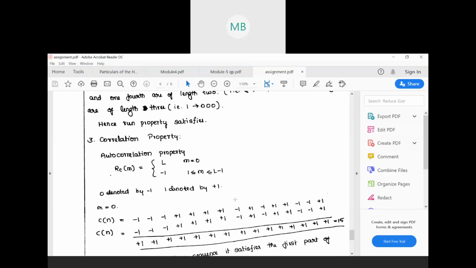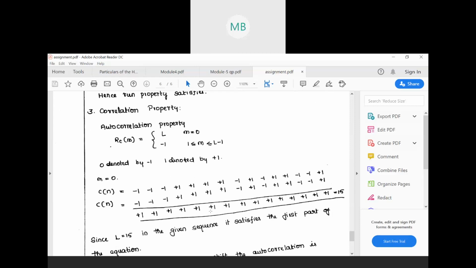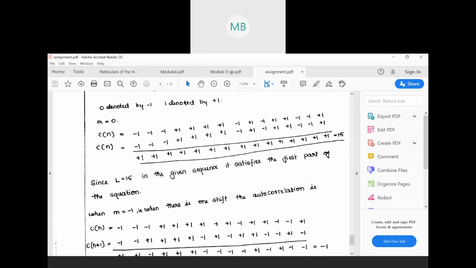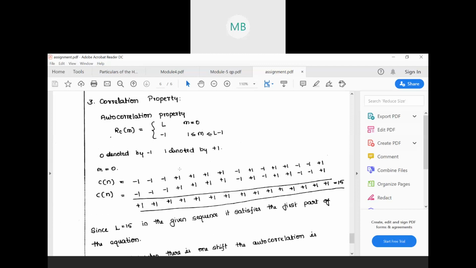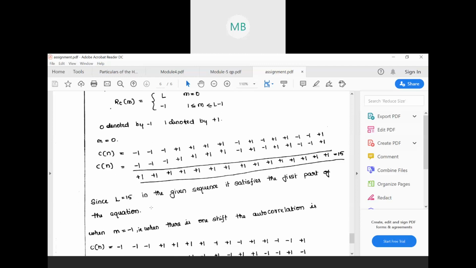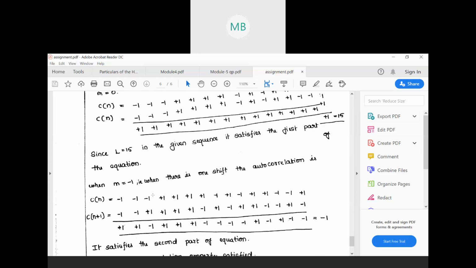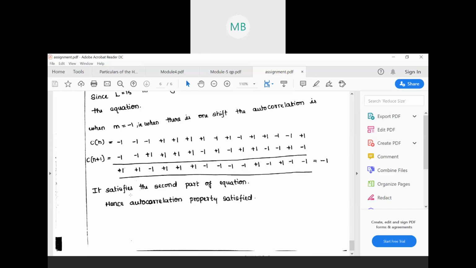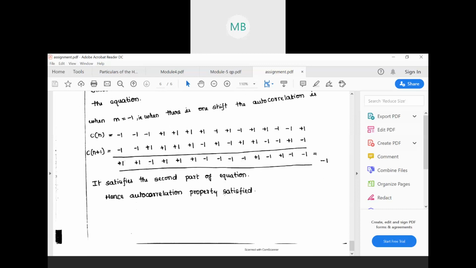So you need to prove this autocorrelation property. Here it satisfies that property. For k equal to 0, you will get the result as 15 here, because L is 15. And for other values, you will get minus 1. It is satisfied here. So this is the method. If you have any questions, you can ask. Otherwise, we can continue with the next question.